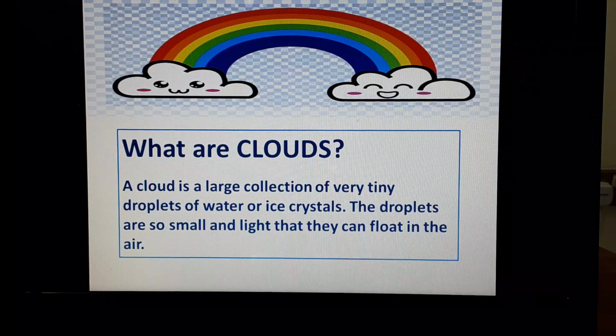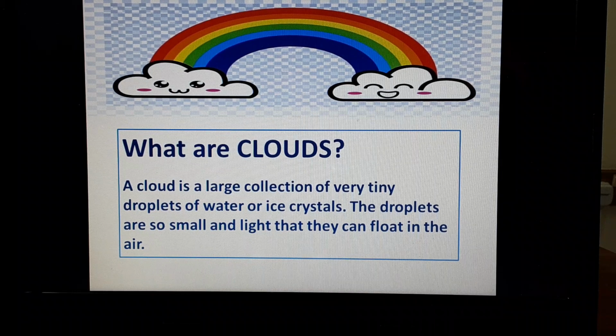So, what do you mean by clouds? A cloud is a large collection of very tiny droplets of water or ice crystals. The droplets are so small and light that they can float in the air. So when you look up at the sky, you will see the clouds just like cotton. But you know that these clouds have different types. We will be discussing each type of clouds.